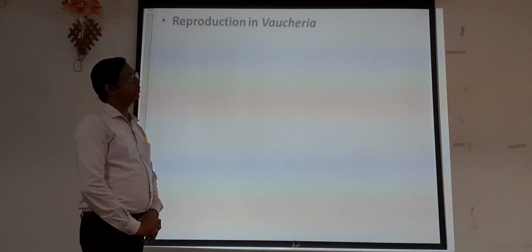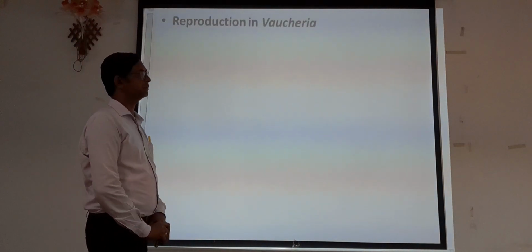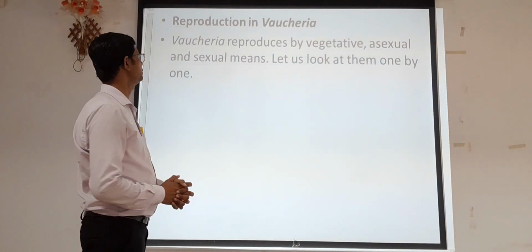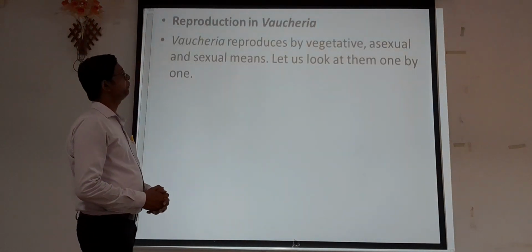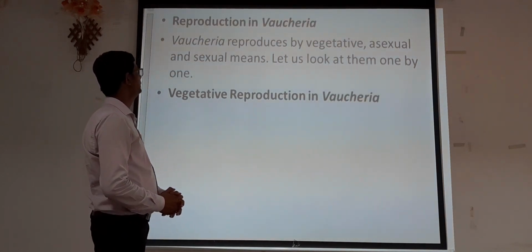Now, as we have gone through, reproduction in Vaucheria is of basic types: sexual reproduction and asexual reproduction is also there. Vaucheria reproduces by vegetative, asexual and sexual means. Let us look at them one by one.